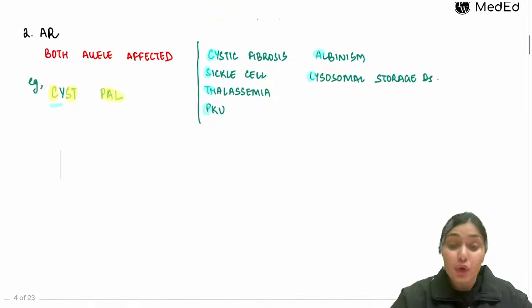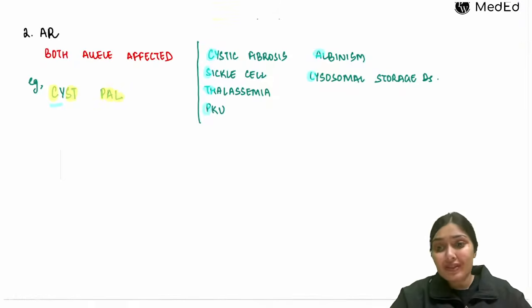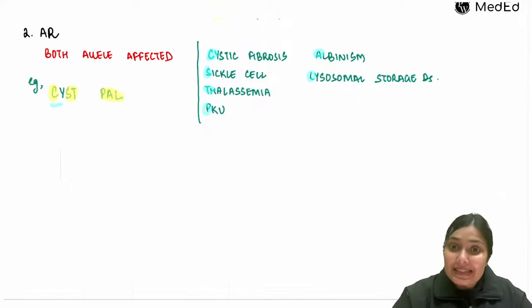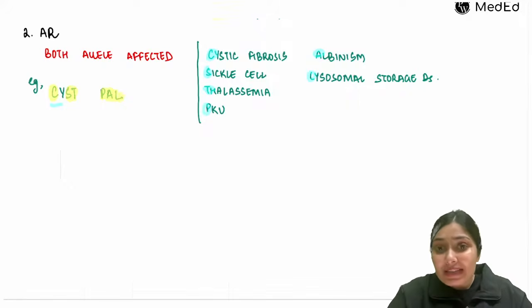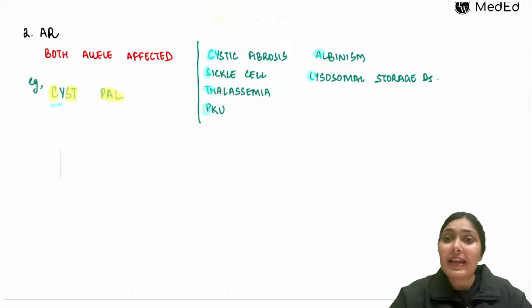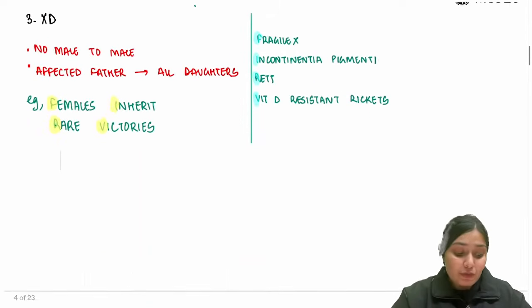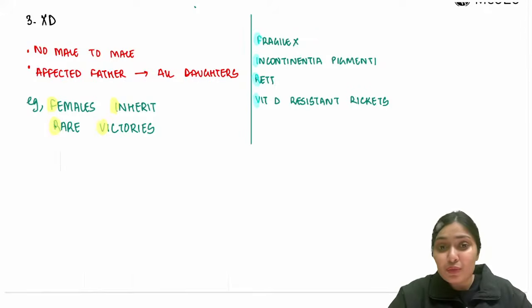Right, now let's move to autosomal recessive. The name itself has recessive, so you need both affected alleles. If both affected alleles are present, only then this disease would be there. And the mnemonic to remember these autosomal recessive disorders is CIST-PAL. C stands for cystic fibrosis, S is sickle cell anemia, T is for thalassemia, P for phenylketonuria, A is for albinism, and L is for lysosomal storage disorders. So done. Let's move now to the X and Y linked chromosome disorders.